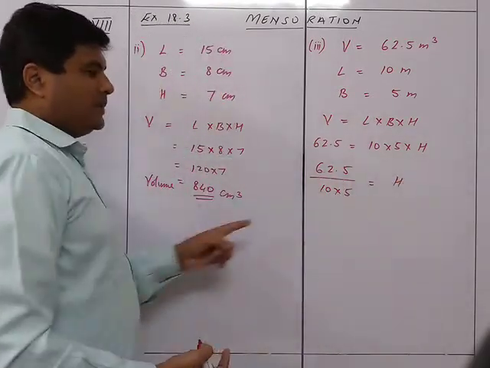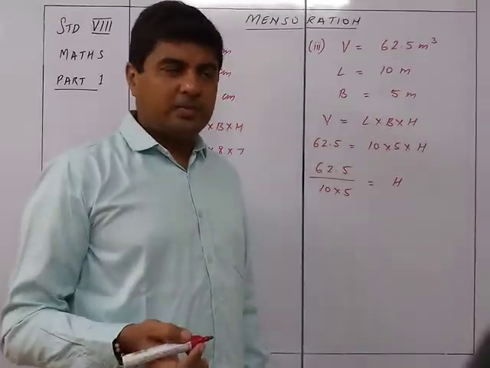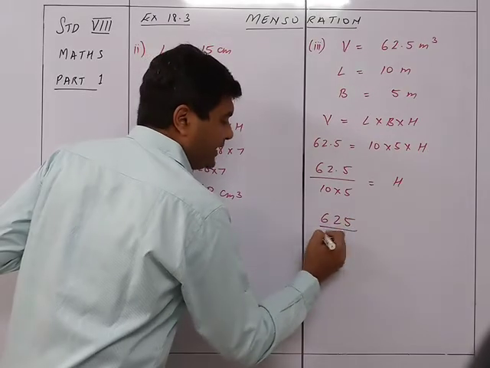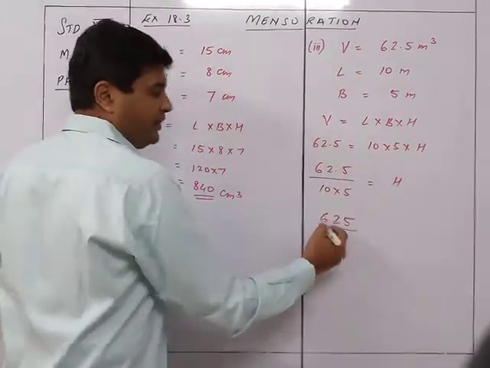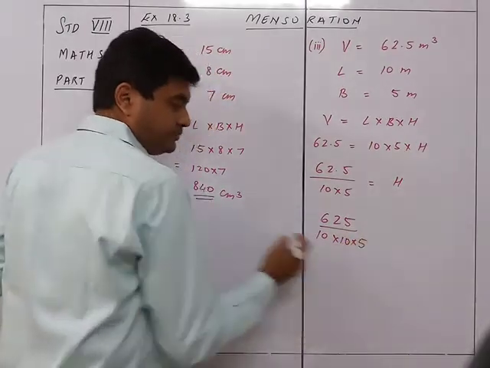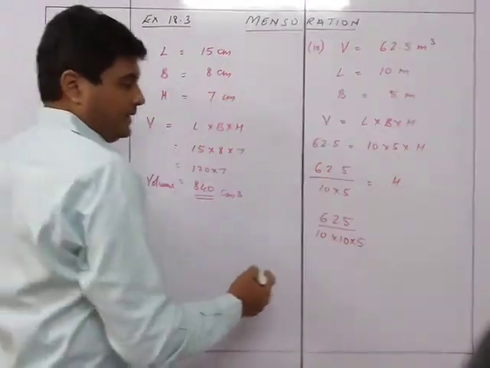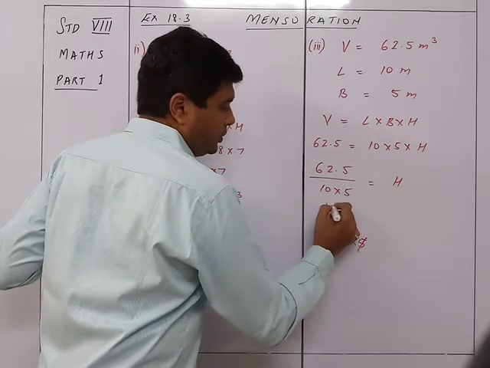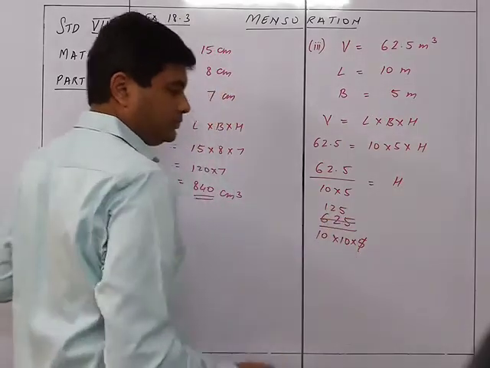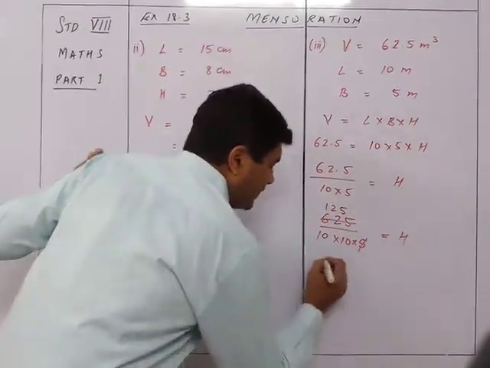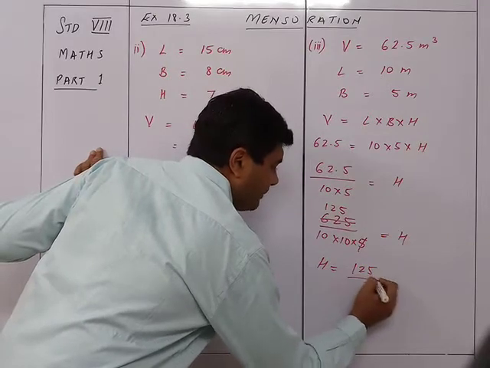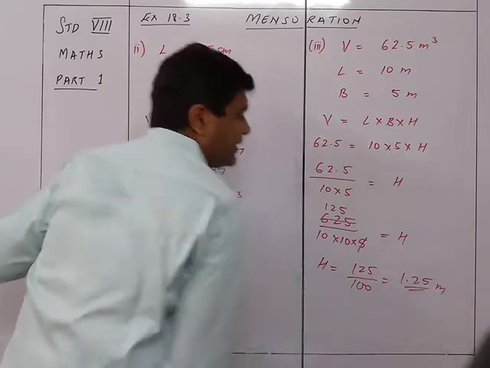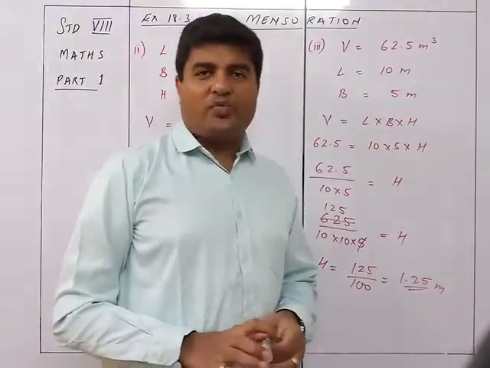Now I don't like the decimal point over here, so I'll just remove the decimal point. How do you remove the decimal point? So it will be 625 upon 10, that will make you 62.5, into 10 into 10 into 5. Okay. So now I know that if I divide this by 5, so 5 will be 125 is equal to H. So I got over here that H is equal to 125 upon 100, which is nothing but 1.25 meters. So that gives me the height to be 1.25 meters.